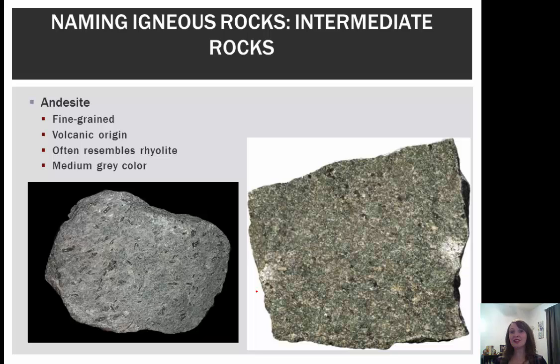Alright, so moving into our different types of intermediate rocks. First we have andesite. So it is fine grained or aphanitic, which means you can't see it with your eyes. The volcanic origin. So volcanic is another term for extrusive rocks. It often can resemble a rhyolite, and it's medium gray in color. Now these two images here have a green hint to them, and that's pretty common as well.